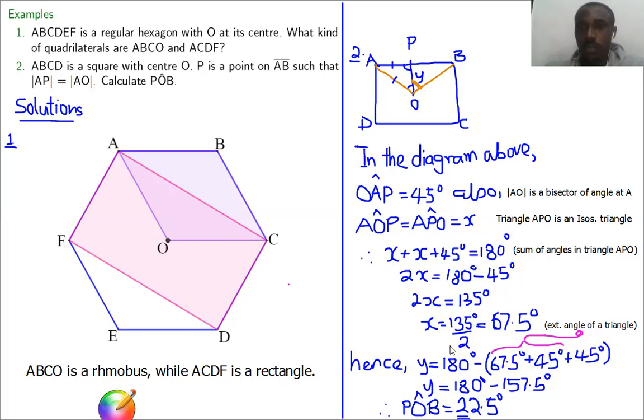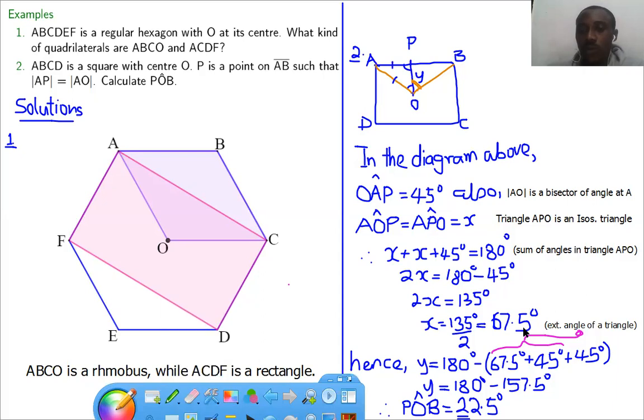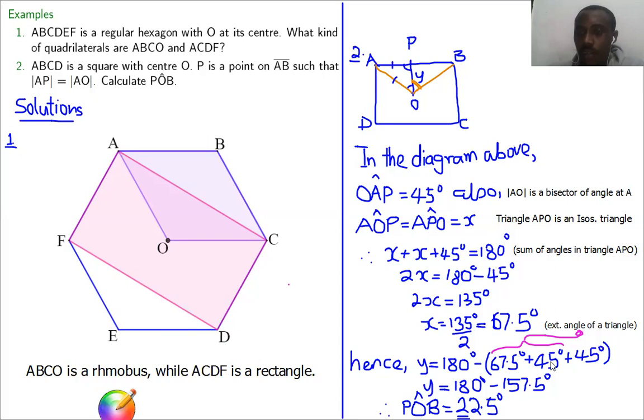All right, so that is x, but that is not the problem we have to solve. The problem is find angle POB, and angle POB is labeled y. Okay, so y is equal to 180 minus (67.5 plus 45) degrees. Are you seeing that? Plus 45. So I went further to state that 67.5 plus 45 is an exterior angle, the sum of this interior angle at A in triangle APO.